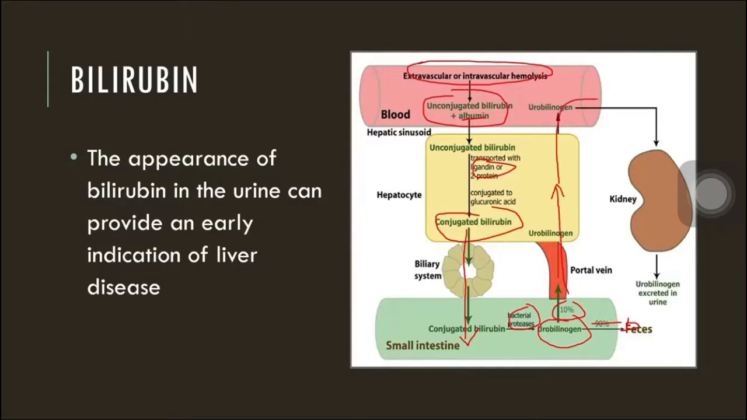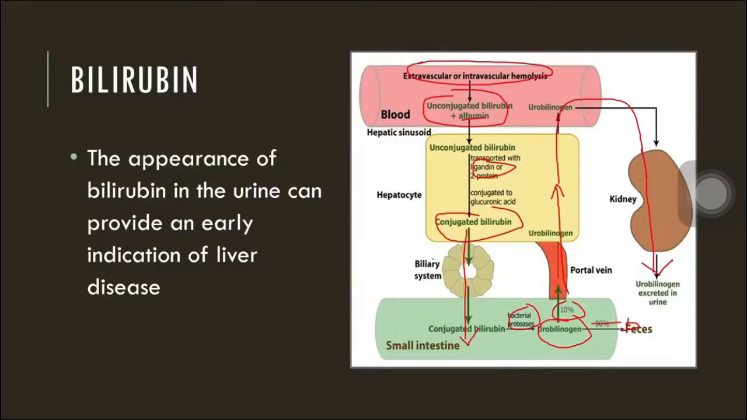Then it will travel to the kidney and be freely filtered by the kidneys, having urobilinogen excreted in the urine. So again, only trace or small amounts of urobilinogen are in the urine as compared with the feces.